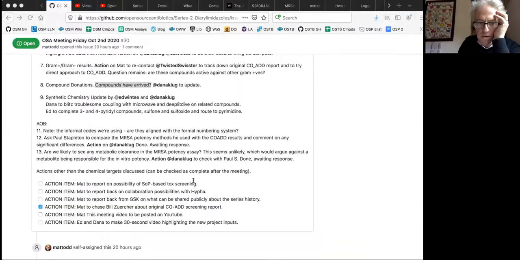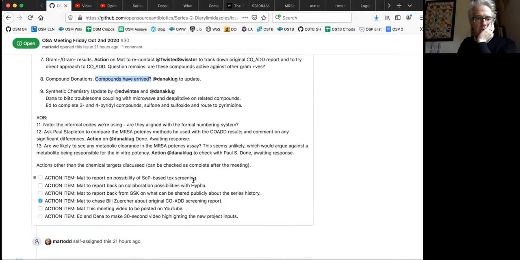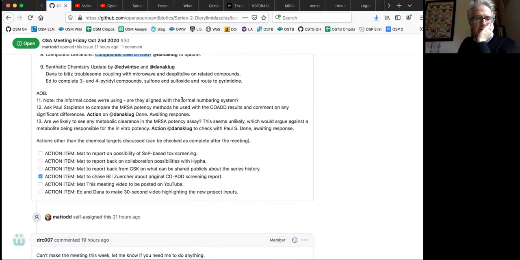Okay, and then I think that is pretty much it for today. But let me just double check. Yeah, because that's all the things we were talking about there. We're still waiting on a reply from Paul about the comparison of methods that were used between his lab and COAB, and also what is the likelihood that the in vitro assay would yield some oxidized metabolite, which seems like a low possibility, but we wanted to make sure that we weren't missing something about the assay. And I think that's everything.